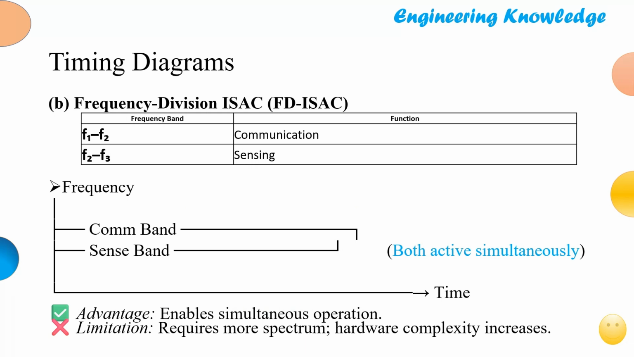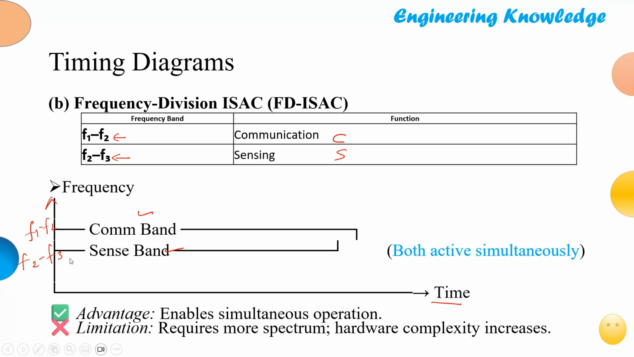In FDISAC, we can use one fixed frequency band, suppose F1 minus F2, for communication, and another, F2 minus F3, for sensing. So at the same time, both communication and sensing can be done based on various frequency levels. Communication is from F1 minus F2, and sensing is from F2 minus F3. So both can be done simultaneously, and this is a bit better.